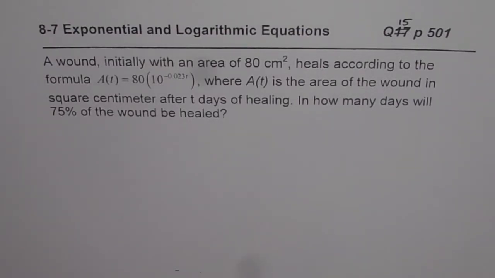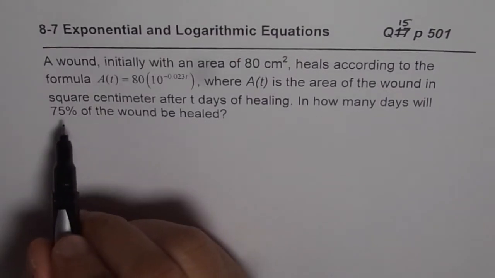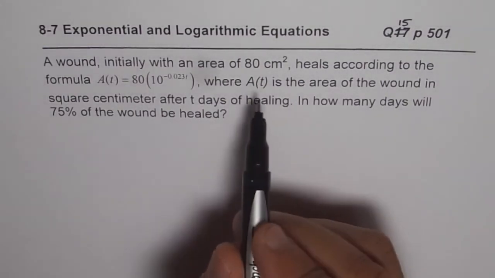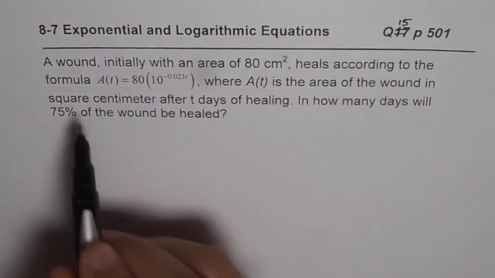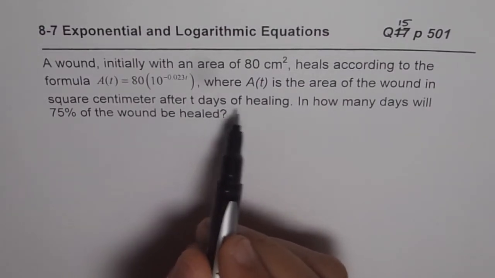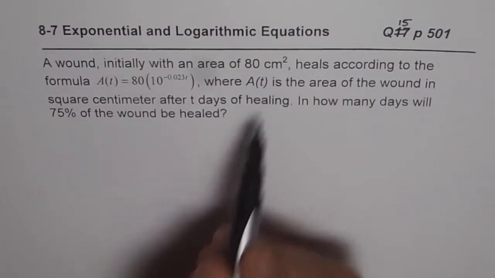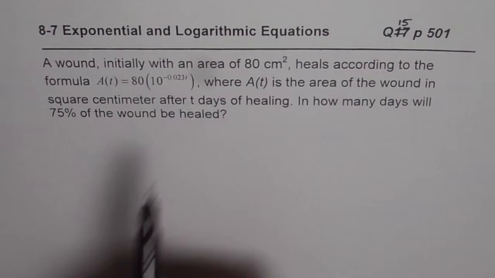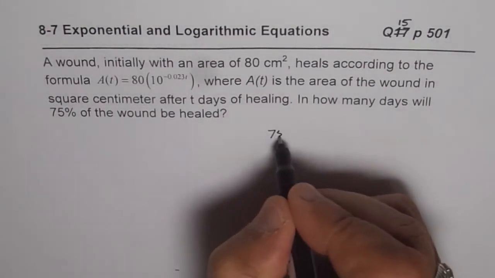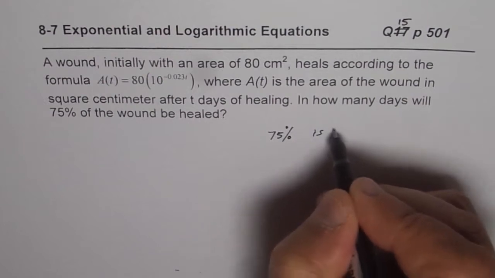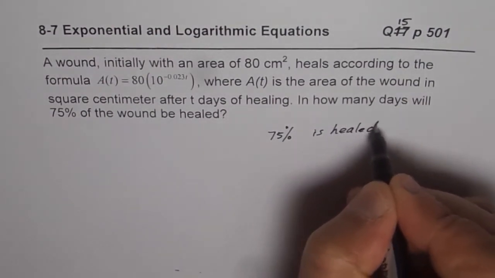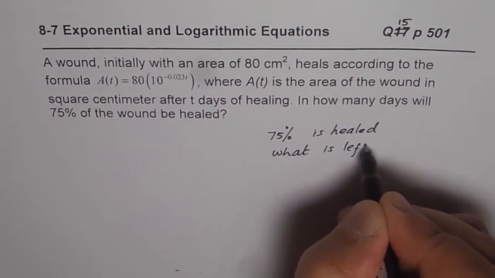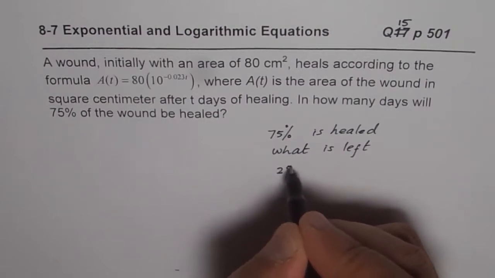Well, Mani, I think the doubt you have is about the 75% healing. Now, in this particular question, if you read carefully, A(t) is the area of the wound in square centimeters after t days of healing. So that means the area left. Now it says, in how many days will 75% of the wound be healed? So if 75% is healed, then what is left? You have to figure out what is left. 25% is left. Do you understand?